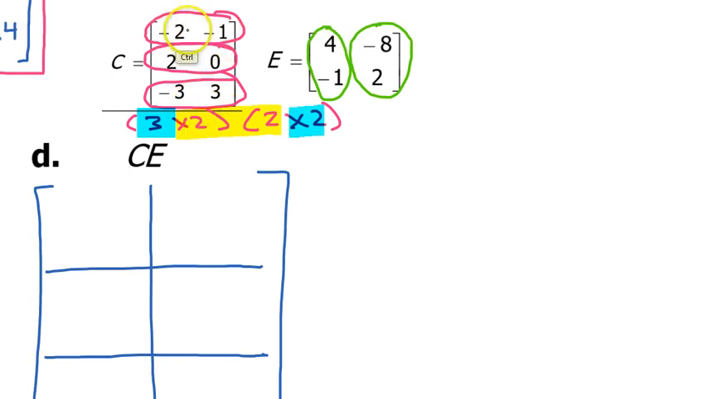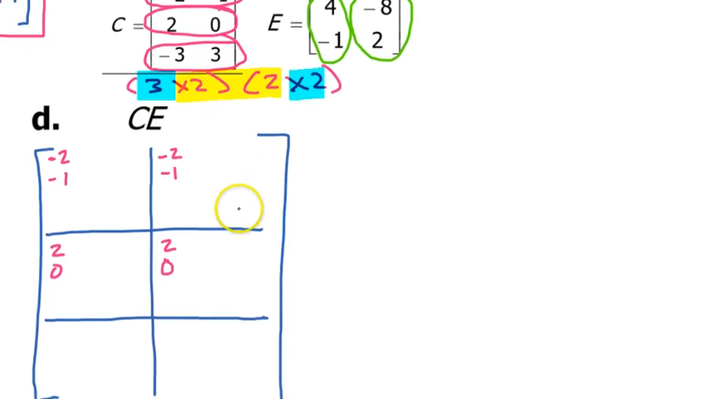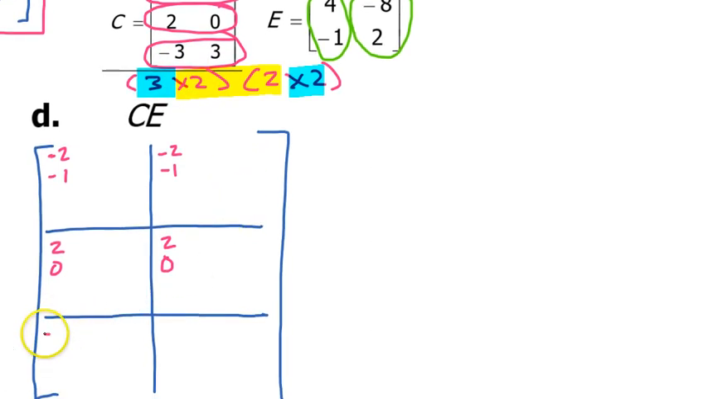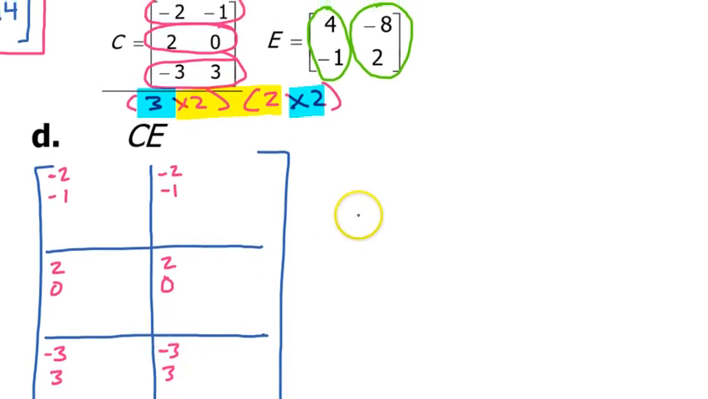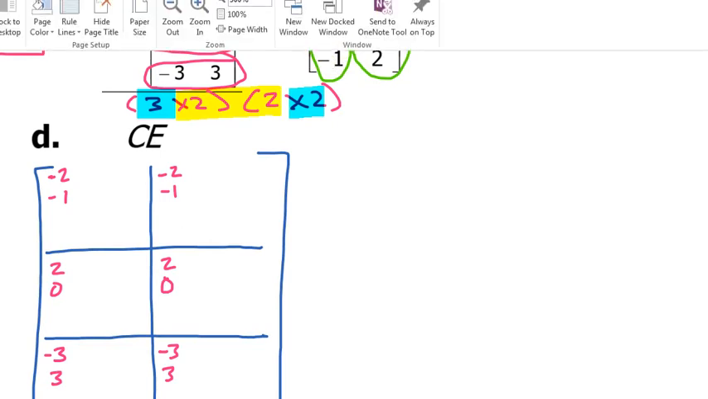Okay, so row 1 will go in row 1. So that's why I'm going to put -2, -1, -2, -1. Row 2 goes in row 2. 2, 0, 2, 0. Row 3 goes in row 3. So we have -3, 3, -3, 3. Okay. Now let's do the columns.